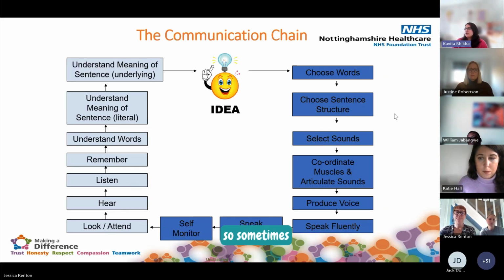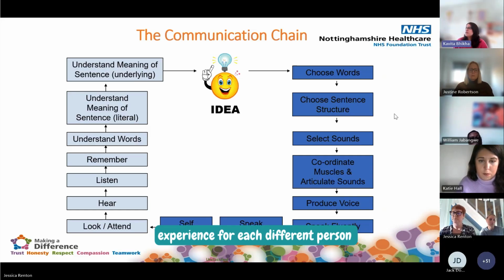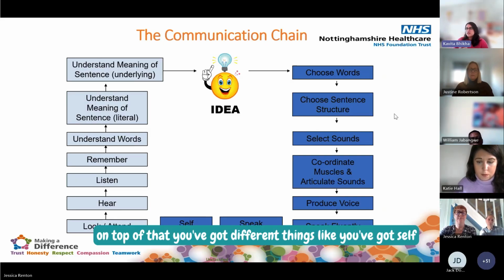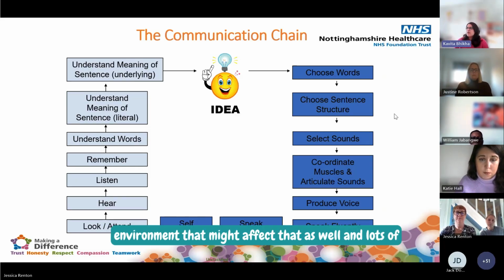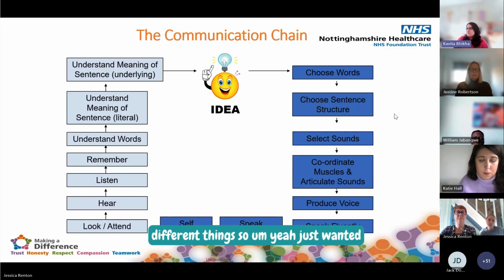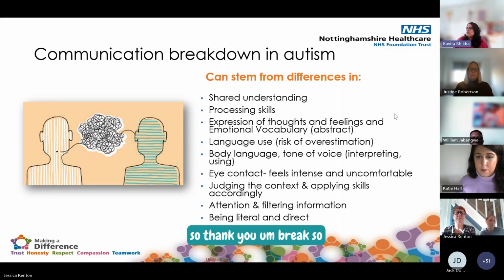So as you can see, that takes quite a long time to complete, or there's lots of steps. So sometimes people with autism might find a lot of those steps might be affected for them. Obviously, different experience for each different person. And thinking on top of that, you've got different things like self-confidence, and what's happening in your environment that might affect that as well, and lots of different things. So I just wanted to highlight all these different steps that make up our communication, really. Okay. So as you can see, there's lots of areas where communication could break down.